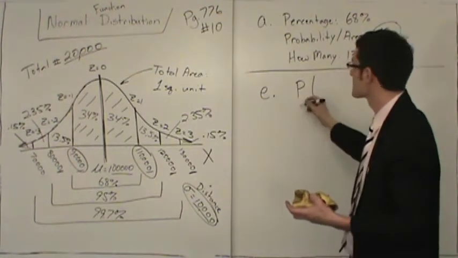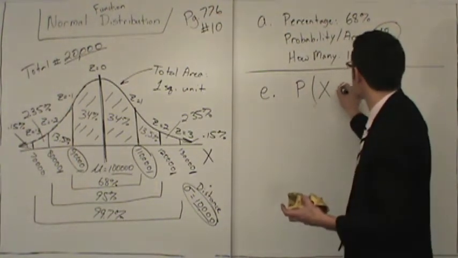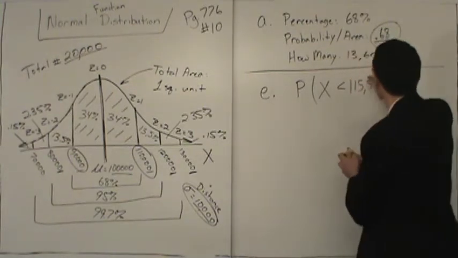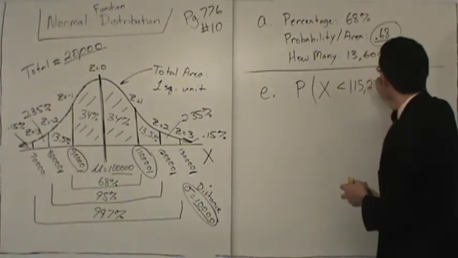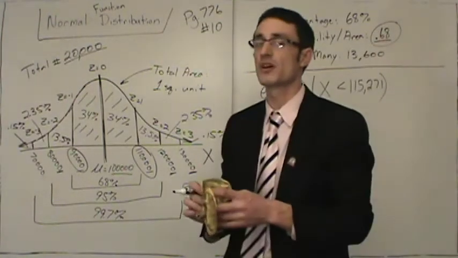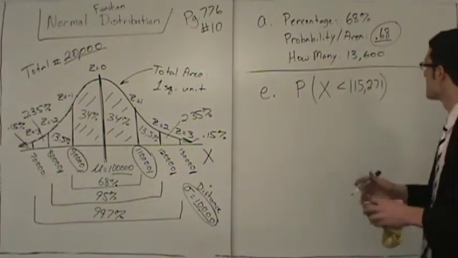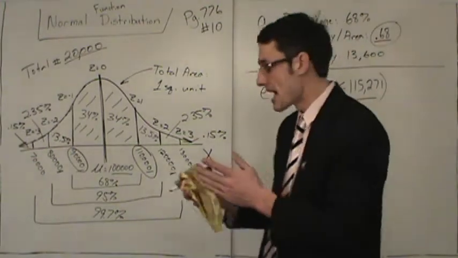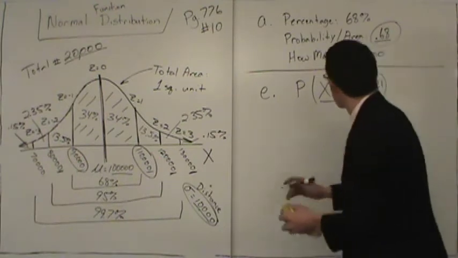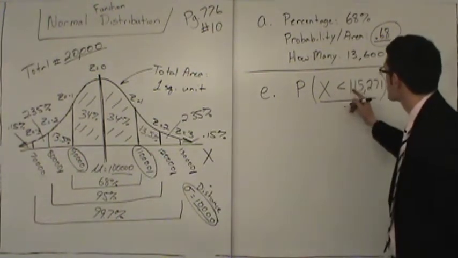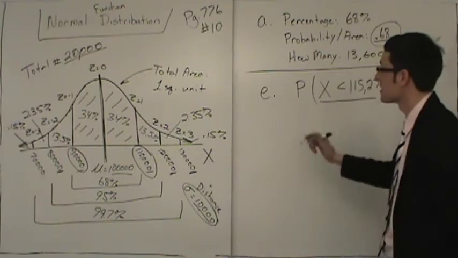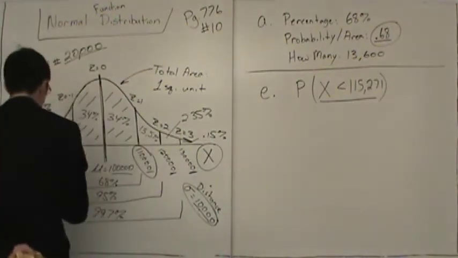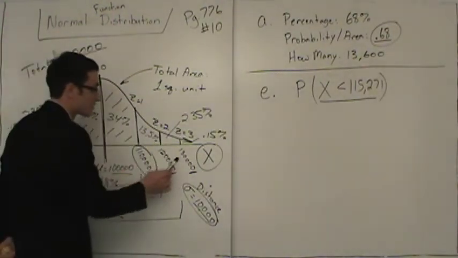But I'm just writing it as probability that X, we read this as X is smaller than 115,271 miles. Now, this is domain. We read this as X is smaller than 115,271. X is smaller than 115,271. And X is smaller than means to the left. Okay, to the left. Now, reminding you, what are your X values? Your X values are 70,000, 80,000, 90,000, 100, 110, 120, 130.